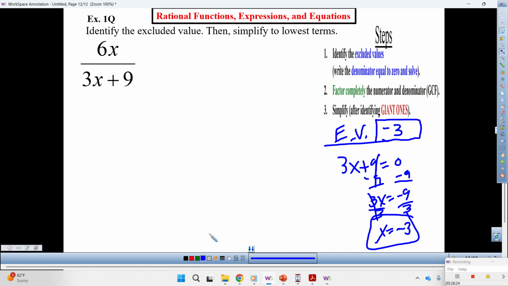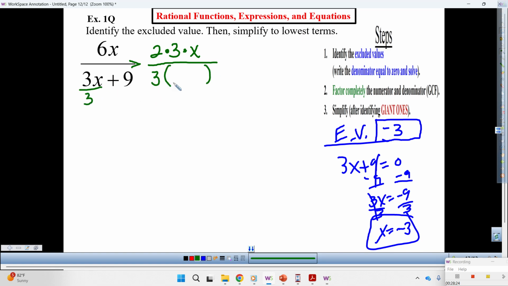All right. Next, simplify. Factor the top and the bottom. Can we factor 6? Yes. What 2 numbers multiply to give me 6? 2 times 3 times x. Okay. How about the denominator? What's our GCF for the denominator? 3. So, 3x divided by 3, that leaves us with x. 9 divided by 3, that leaves us with 3.